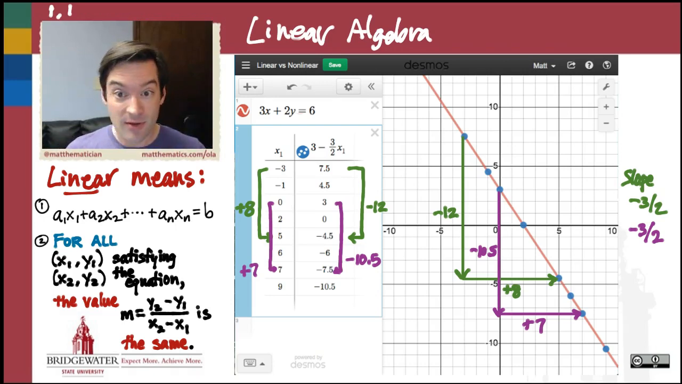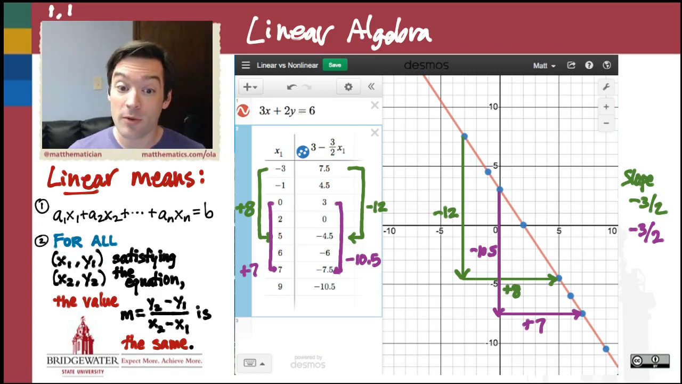We could check 100 examples. We could check 1,000 examples. We could write a computer program to check 350 million examples if we wanted to. The problem is that no amount of that work is going to be enough to actually justify to us why this claim, for all x1 and y1, x2 and y2 satisfying this equation, we have a certain conclusion.